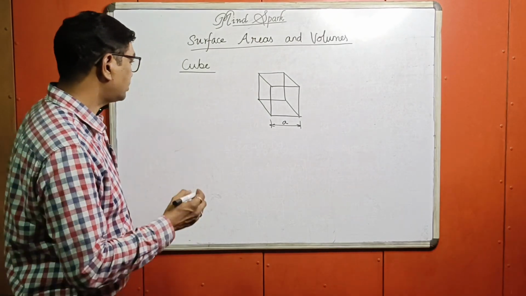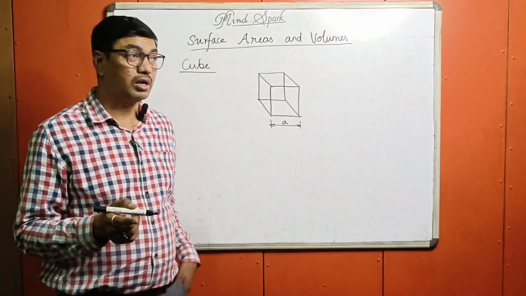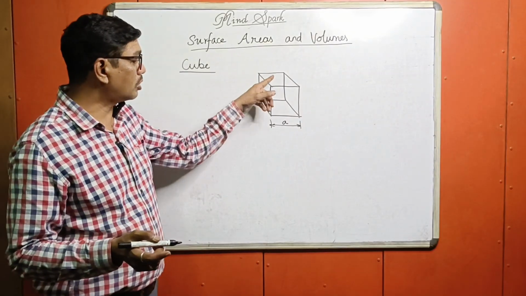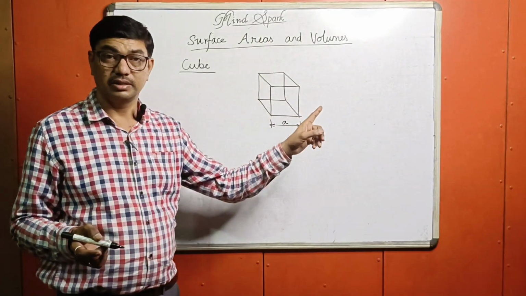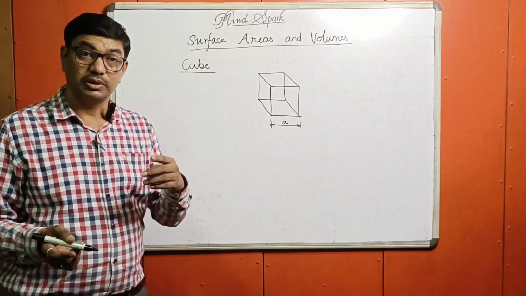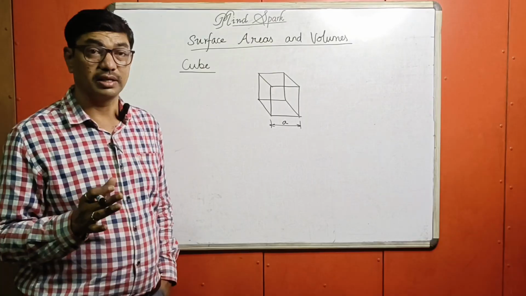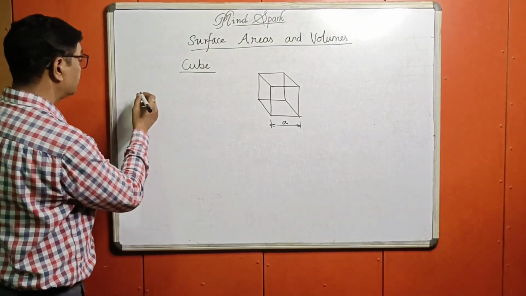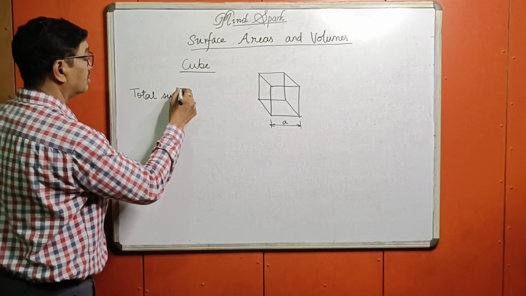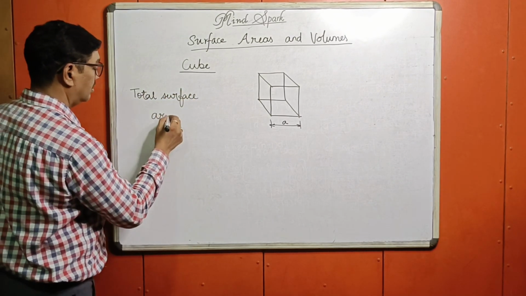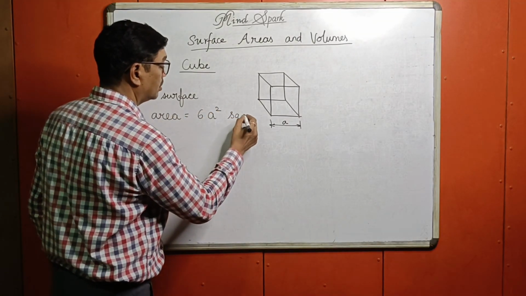Now you should know the area of a square. Area of square is side into side, is it not? So how many surfaces are there? Top and bottom, 2 surfaces. Then left side and right side, another 2, that means total 4. Then the other 2 are front and back. So totally 6 surfaces are there. So 6 into a square, that is the total surface area, in so many square units.